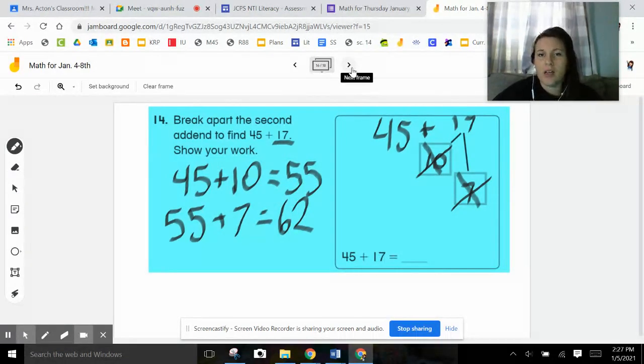Now, if you're doing a break apart number on your classwork today and it just isn't your thing, Miss Acton really does not like this strategy at all. That's just my personal preference. You might love it, you might hate it.